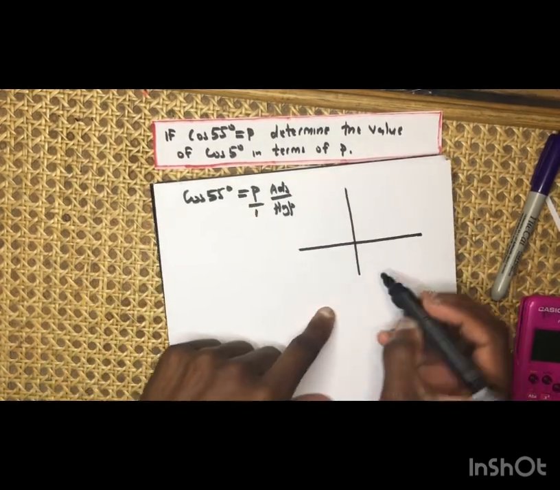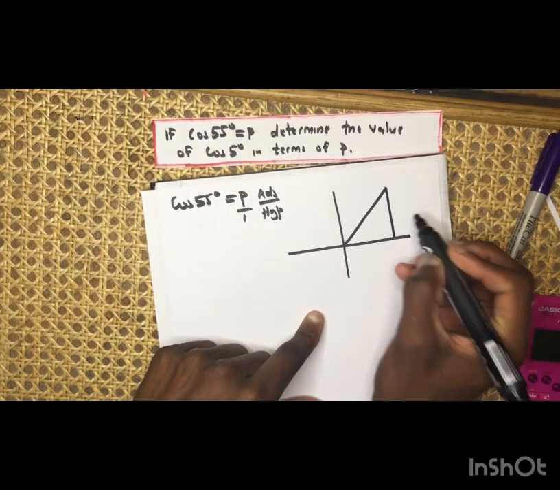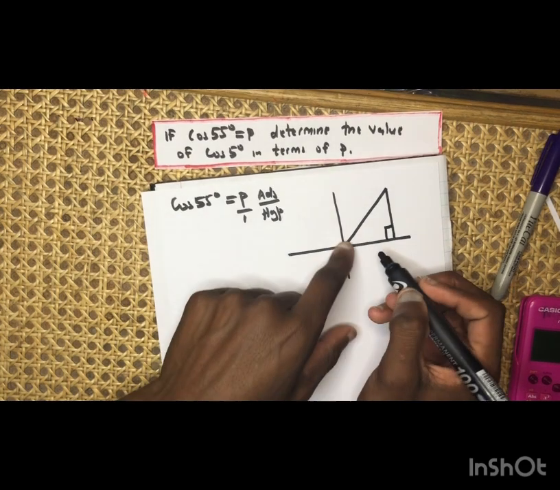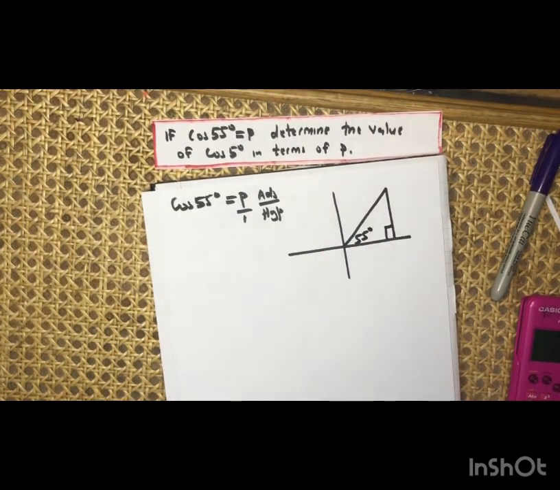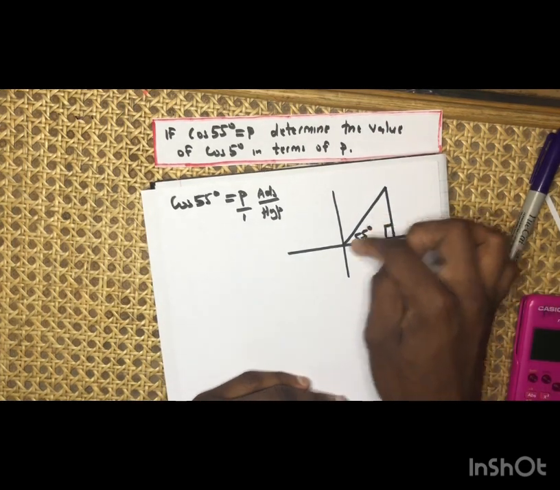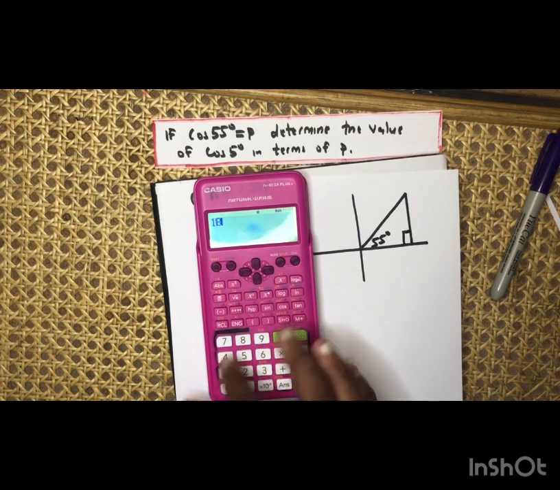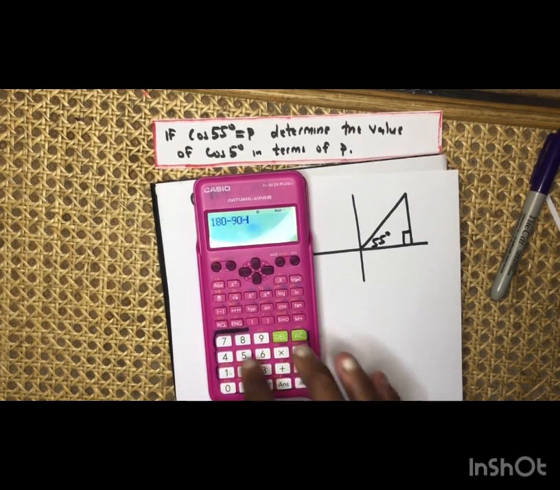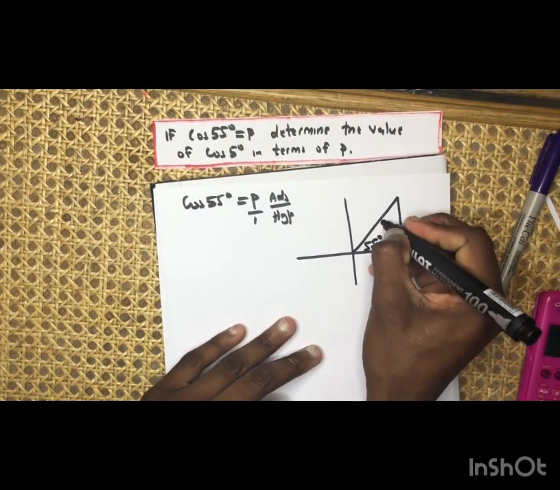So this diagram is going to be presented on which quadrant? First quadrant. So this is 90. Then here we're going to have 55 as my reference angle. We know that the sum of angles in a triangle adds up to 180 degrees. So if we say 180 minus 90 minus 55, then we get 35 here.